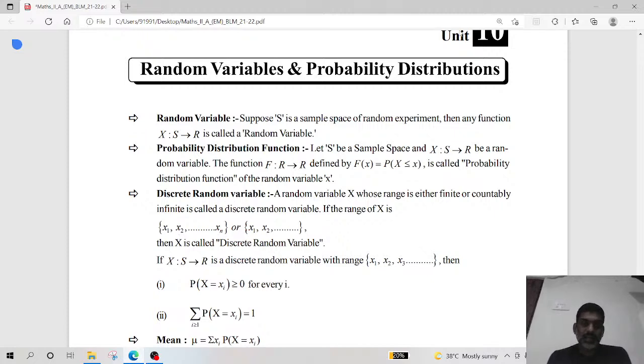Now, discrete random variable. A random variable X whose range is either finite or countably infinite is called a discrete random variable. If the range of X is x1, x2, and so on up to xn, or else infinite, then X is called a discrete random variable.